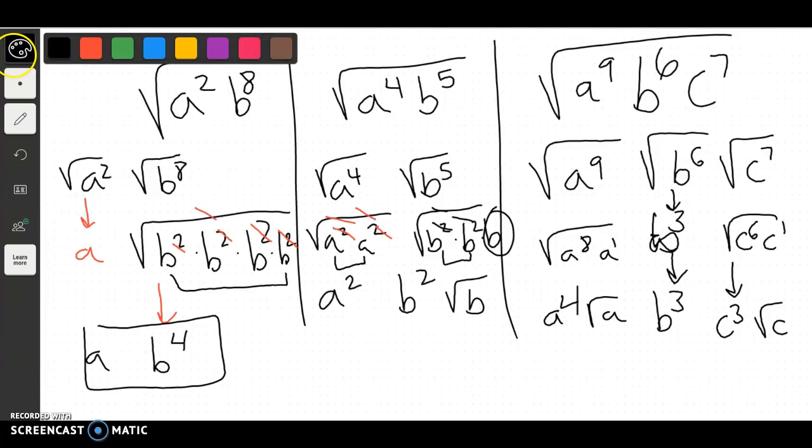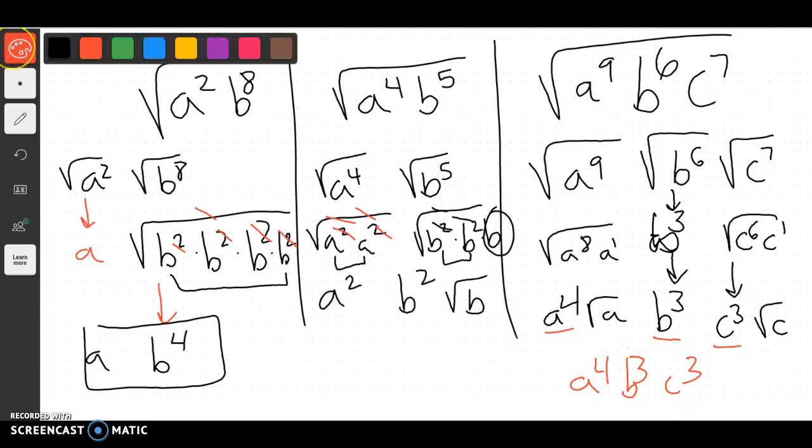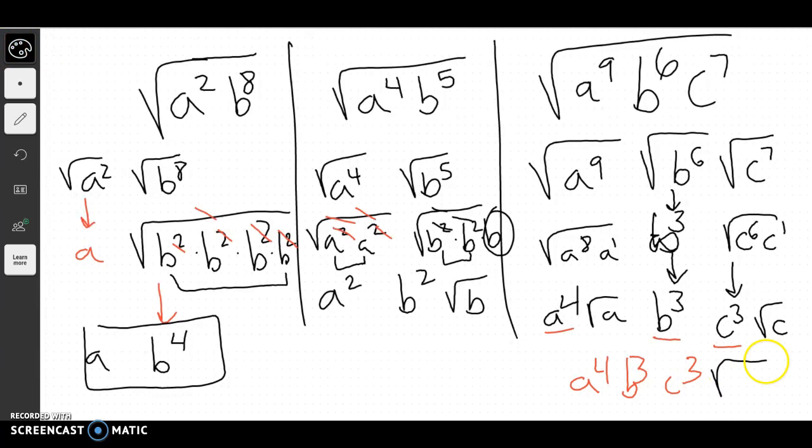Let's combine this to make it a little bit nicer. So things that are not in the square root would be a to the 4th, b cubed, and c cubed. And the things under the square root would be ac. Hopefully you're getting a better idea of how to simplify some of these variables. Again, it's about thinking about this pattern of 2's and then thinking these 2's will cancel.